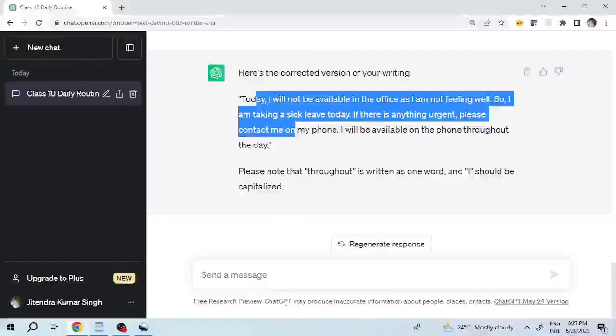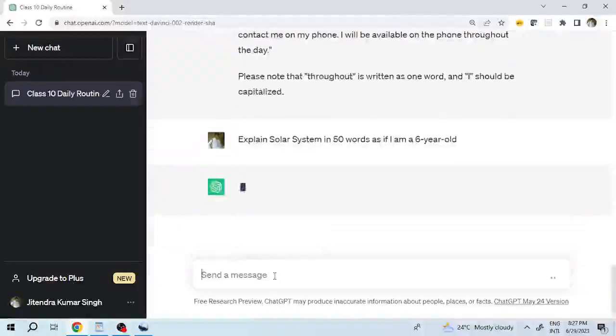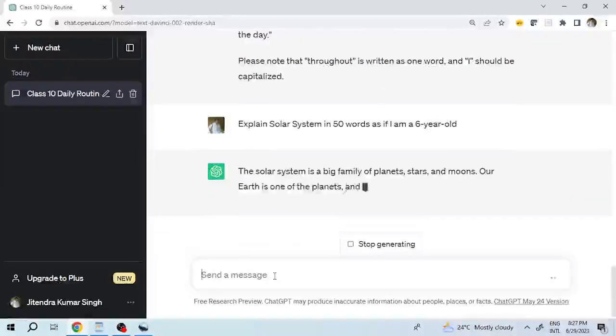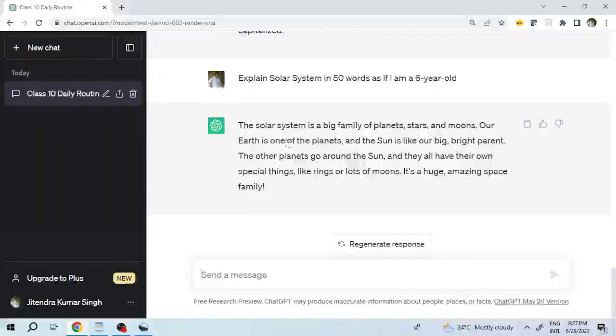So once I run this prompt, you guys can see that it will try to explain the solar system in a very simple way, in a very childish way, in a way like a story. So for example, if you see here, it is explaining that the solar system is a big family of planets, and our earth is one of the planets, and the sun is like our big bright parent.